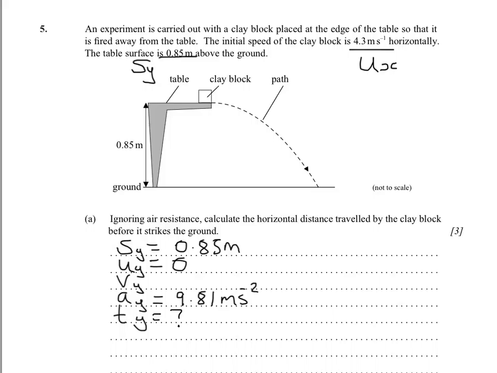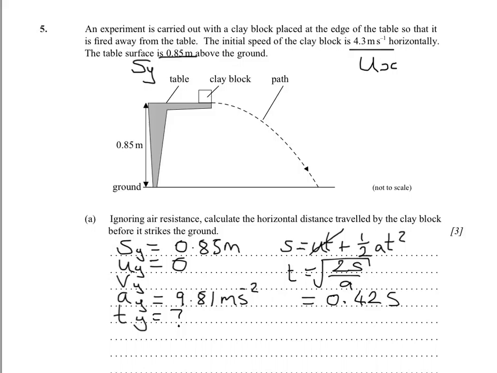So what we can then do is find an equation that links s, u, a and t, and that is s equals ut plus a half at squared. We then rearrange that for t. First we can get rid of the ut because u, as we've seen here, is equal to 0. When we rearrange that for t, that should come out with t equals the square root of 2s over a. We've got all the numbers that we need for that, so you should get an answer for t of 0.42 seconds.